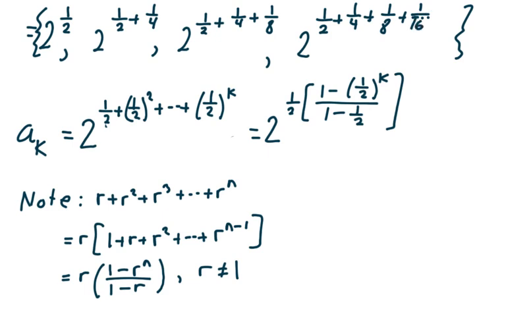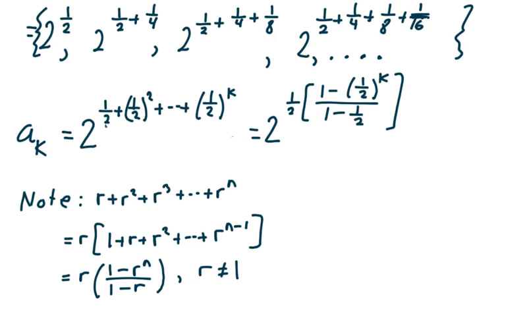Okay? See, that's really the fourth term of the sequence. And then what I'm going to do is go dot, dot, dot from there. Now, what we want to do is look at the kth term of the sequence. The kth term of the sequence is 2 to the 1/2 plus 1/2 squared, all the way through until 1/2 to the k. So what we're doing is summing the first k terms of that exponent.